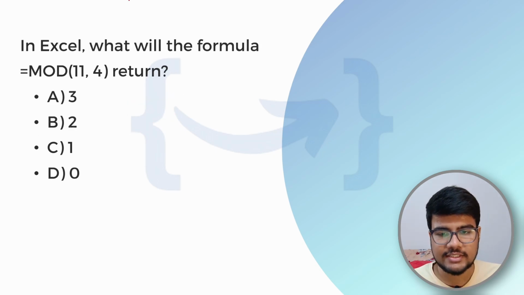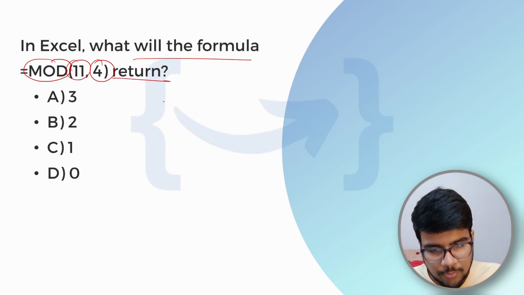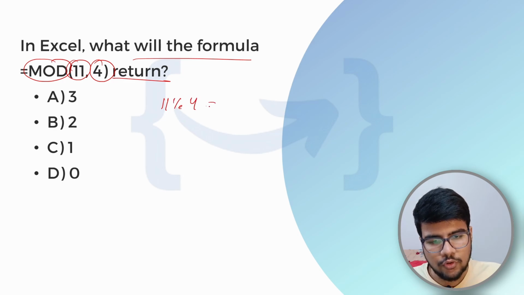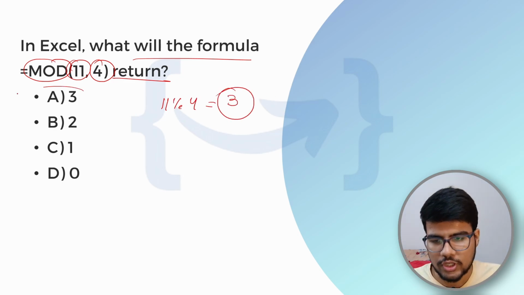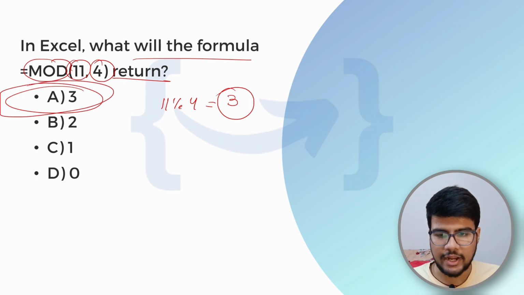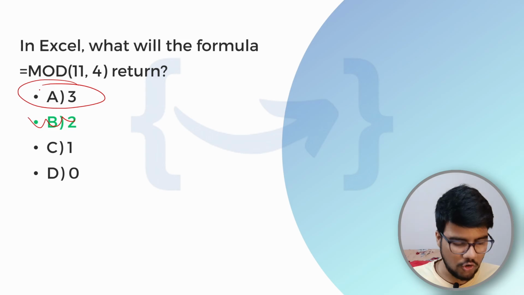right. In Excel, what will be the result of the formula MOD(11, 4)? Now you know, you are a programmer. MOD 11, 4 times 2 is 8, which will give you 3 as an output. So A option is the right option. Oh, here is a mistake. A option is the right option.